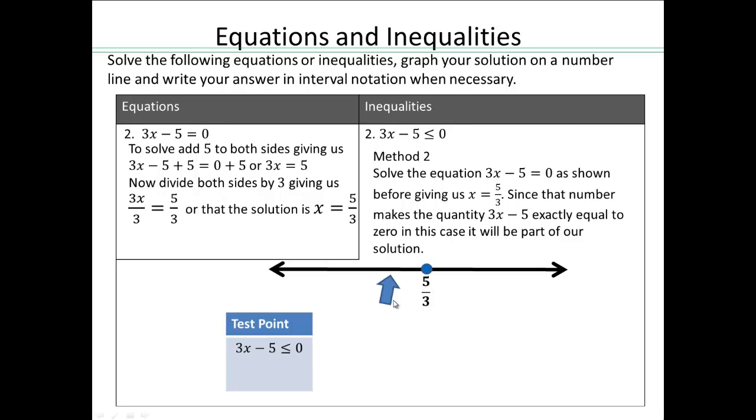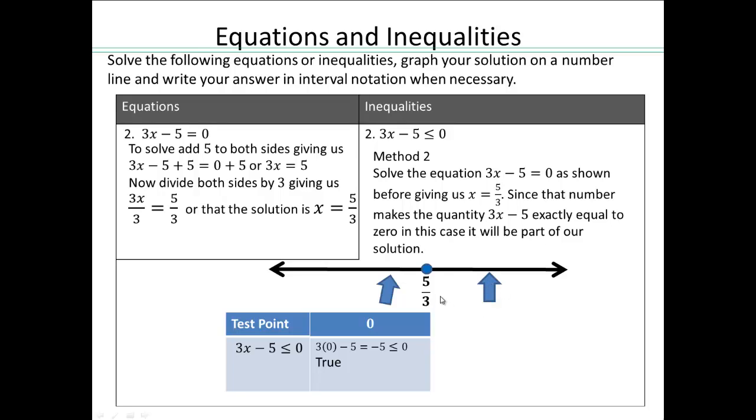All right, let's do test points. Pick a number below 5/3, say 0, and you end up with -5 less than or equal to 0, which is a true statement, which means that any number that is smaller than 5/3 is going to make this inequality a true statement. Remember, no matter what number you pick here, 3 times it minus 5 will always give you a negative number.